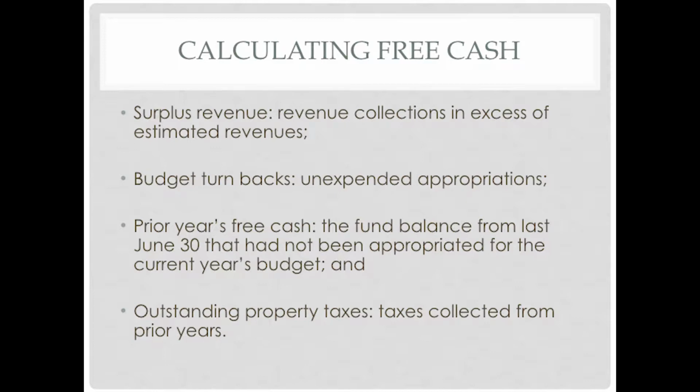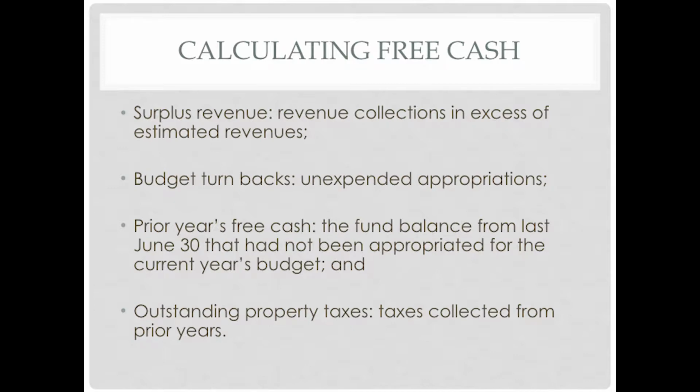So if we project, let's say, $1 million in building revenues, or let's use 100 grand as an easy example, and we happen to collect 105, somebody builds an extra house, that's great. That $5,000 becomes free cash. Incidentally, we can't then go and spend that money without it being appropriated by town meeting. So it closes to your free cash balance. Town meeting then has to appropriate it.